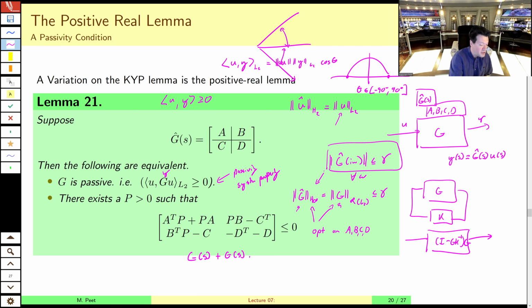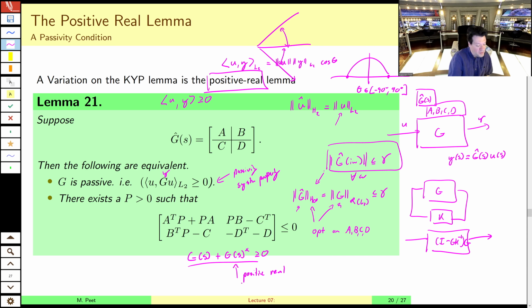This passivity relationship holds if and only if essentially G plus G star is greater than or equal to 0. So that's the positive real lemma. That's the name, positive real. The real part of the transfer function is positive. So positive real.